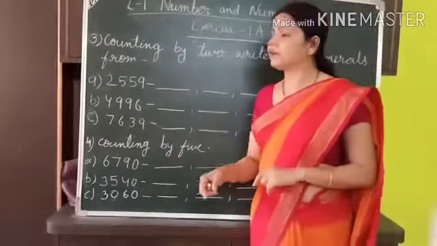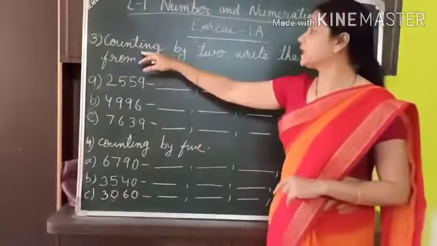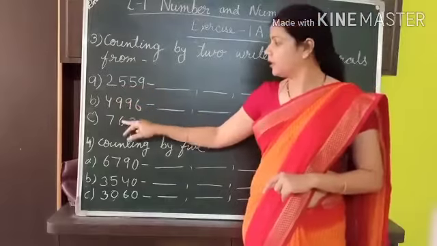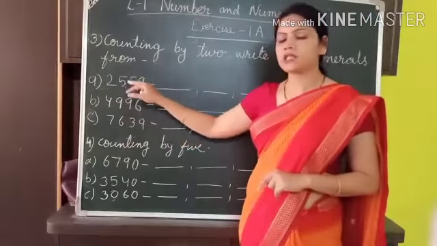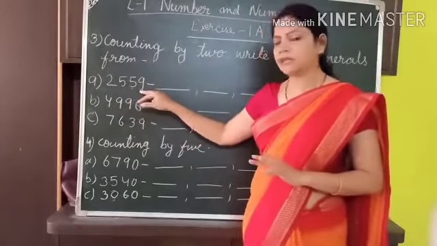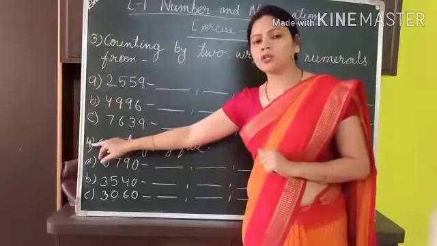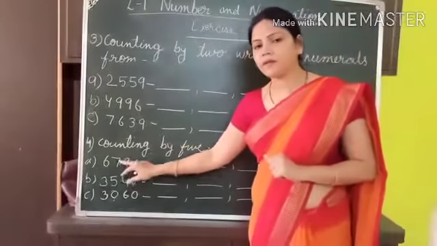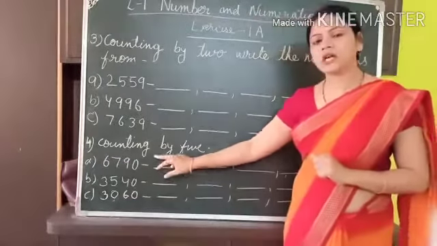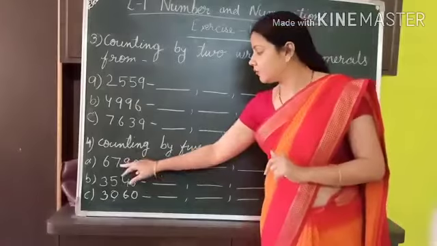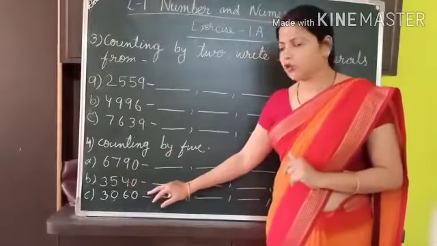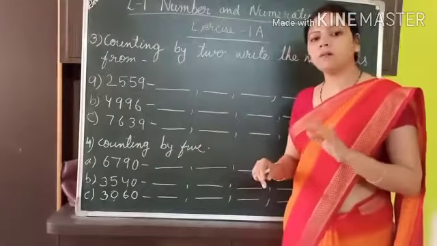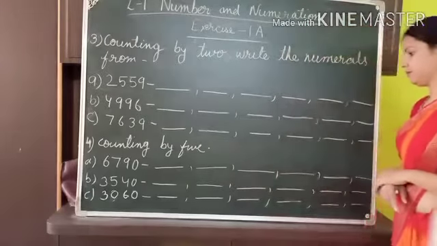The question I have written, the third number question is counting by 2. Write the numerals from, these are the numerals I have written, and you have to start your counting by 2 from these numerals. Okay. And question number 4 is counting by 5. Okay. Here again I have given 3 numerals and you have to start your counting by 5 from these numbers. Understood? Write these things in your copy. Again after that I will give you some more questions to write.